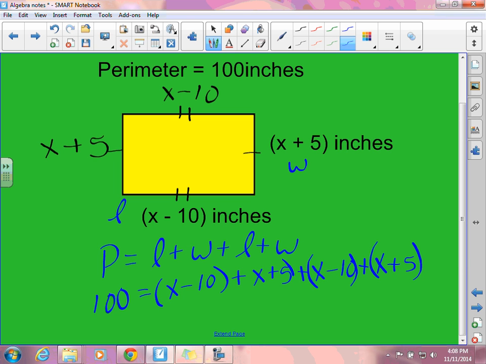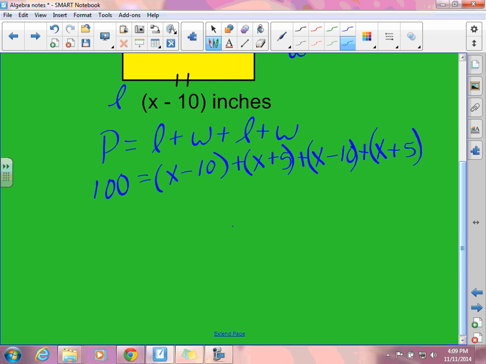Okay, now what we're going to do is we're going to combine our like terms. So 100 equals, I've got x plus x plus x plus x. So I've got 4x. And then I take the minus 10 plus 5 gives me negative 5. Minus 10 gives me negative 15. Plus 5 is negative 10. Okay. So I just combine my like terms. Again, you don't need those parentheses. You can if you wish. And then what we're going to do is we're going to add 10 to each side. So 110 equals 4x. I'm going to get the x by itself, so I'm going to divide by 4.